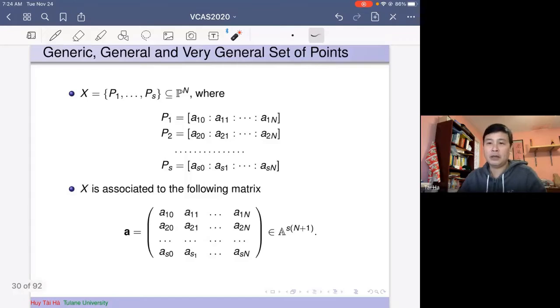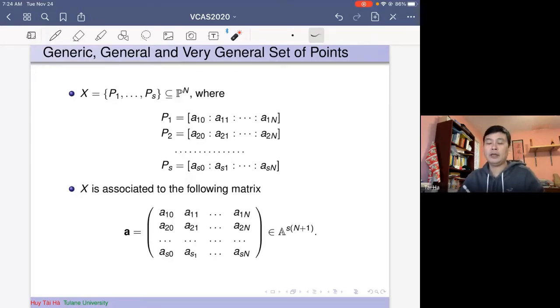Now, usually general set of points and very general set of points are defined by looking at a Hilbert scheme. If you fix the number of points to be s and look at all the collections of s points in Pn, they form a scheme that's called the Hilbert scheme of s points. When you say that something is true for a general set of points, that means there's an open subset of the Hilbert scheme such that whenever your set of points is inside that open subset, then that property holds. Very general set of points means instead of having one open subset in the Hilbert scheme, you now have countably many open subsets, and you take the intersection of those.